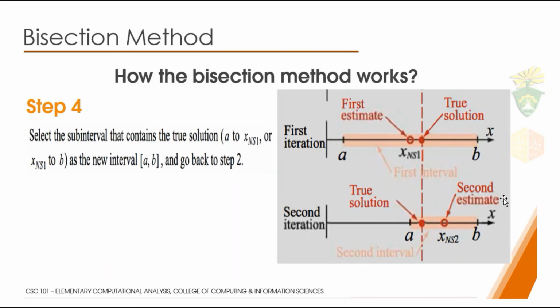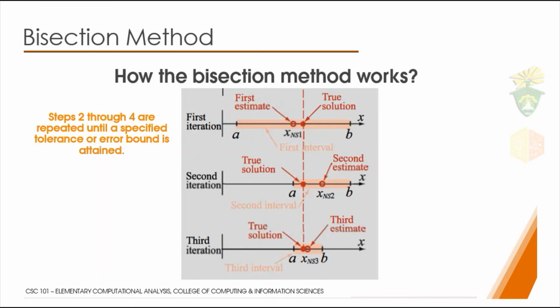So just like what I said, our x sub n+1 becomes our new a, and b is as is. Since the true solution is here, this becomes our next interval. Again, we do the same method: we find the midpoint of this new a and b, which becomes our next approximation, x sub n+2, here in the middle.